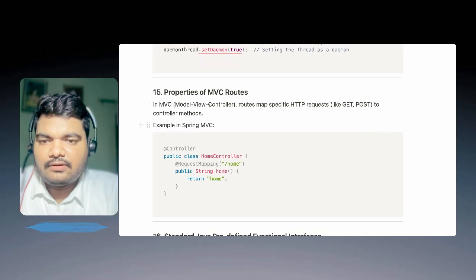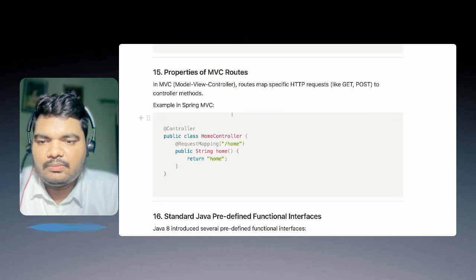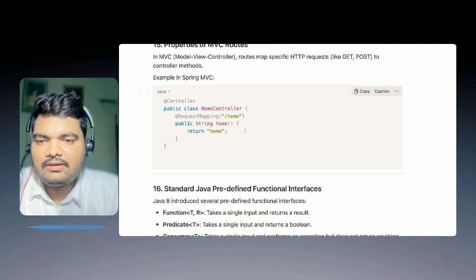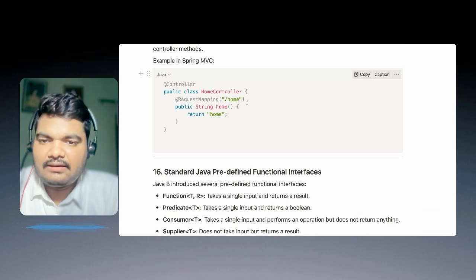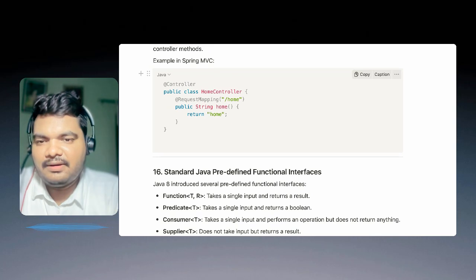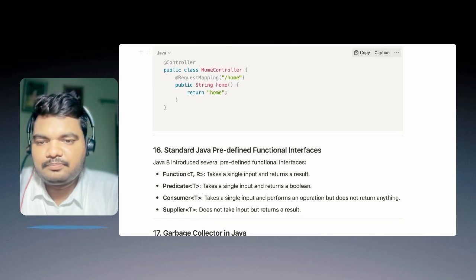Properties of MVC routes, right? So you must understand that routes map specific HTTP requests like GET and POST to controller methods, right? So understand it and have some implementation. I hope you have done this during your Spring Boot project, but yes, for definition purposes, you know.